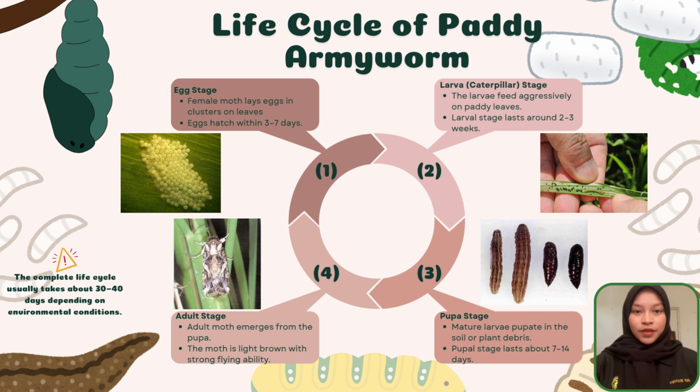For the third stage, we call it the pupa stage. Mature larvae pupate in the soil or plant debris. The pupal stage lasts about 7 to 14 days. The color can be slightly darker or brighter. The last stage is the adult stage. The adult moth emerges from the pupa. The moth is light brown with strong flying ability. Adults reproduce and continue the life cycle. The complete life cycle usually takes about 30 to 40 days, depending on environmental conditions.